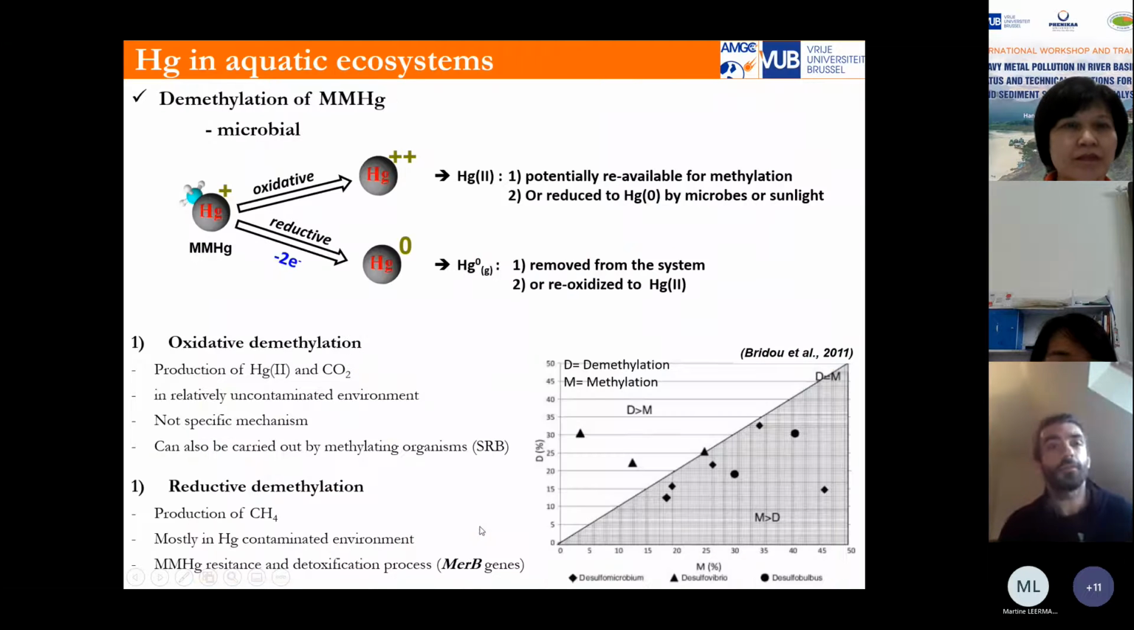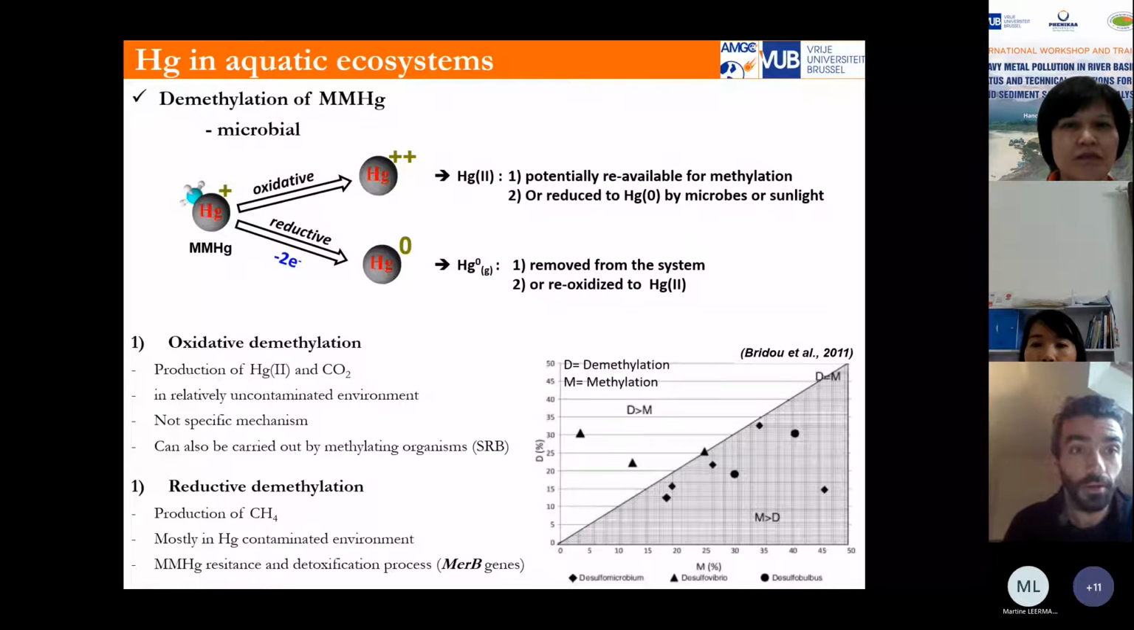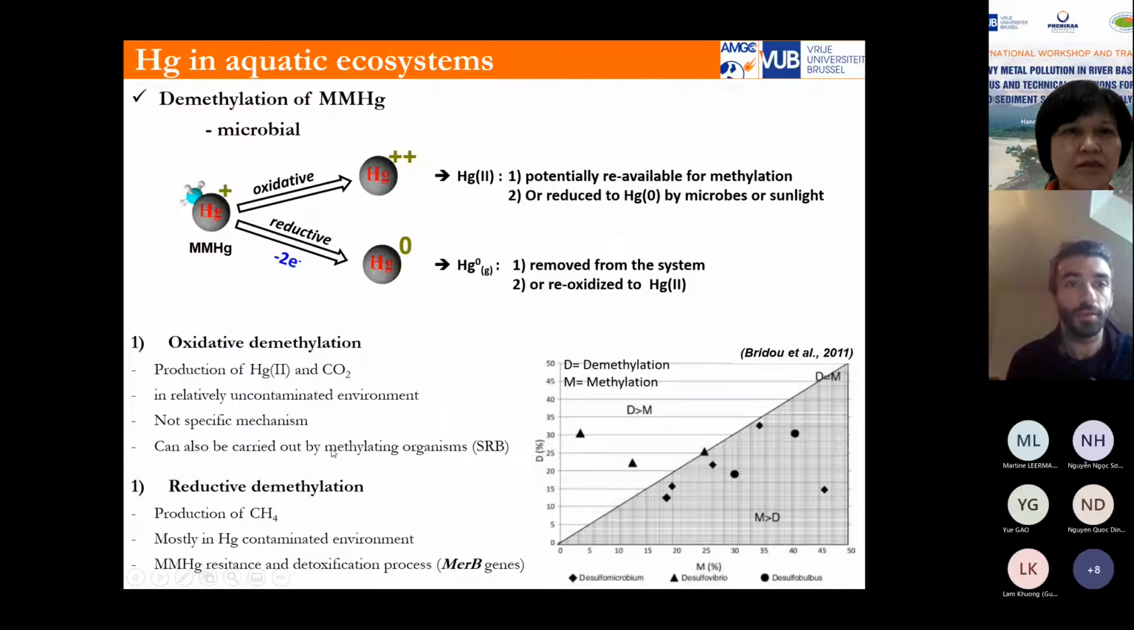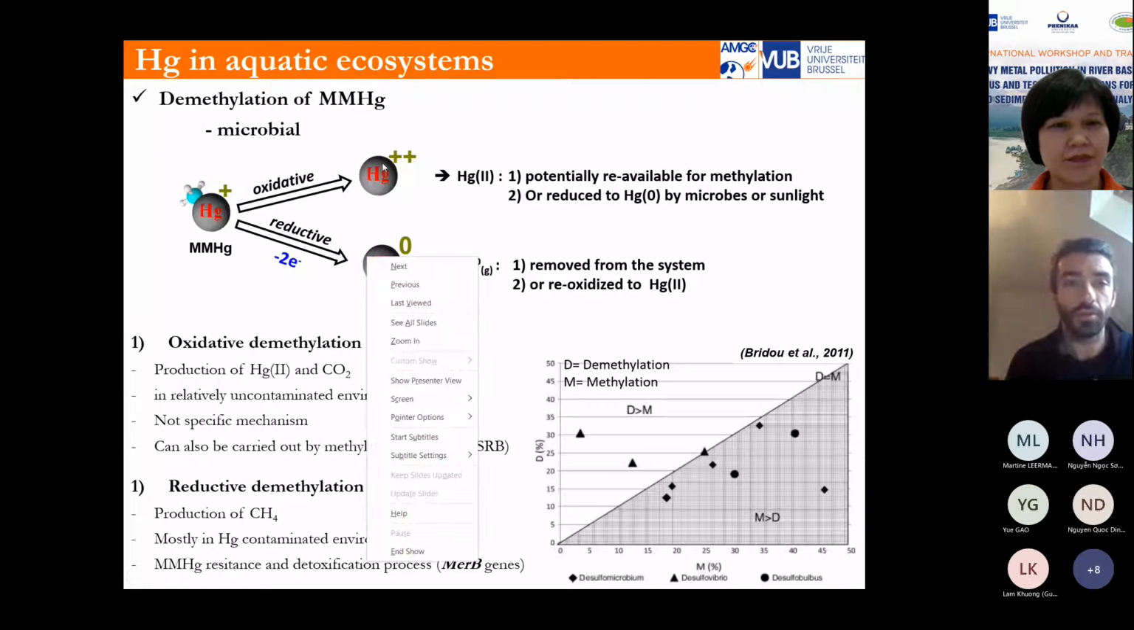So the opposite reaction of methylation is demethylation, which can also be done by microbial activity. You have two types of demethylation by microbes. You can have oxidative demethylation. It's not called oxidative because the mercury is oxidized, because in both the methylmercury and the inorganic mercury it is 2+. It's oxidative because the product of the reaction will be CO2 in this case. In the other case, it will be CH4. So the reductive or oxidative refers to the carbon, not to the mercury.